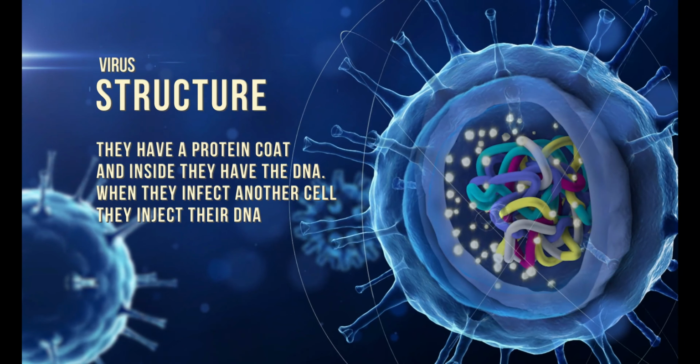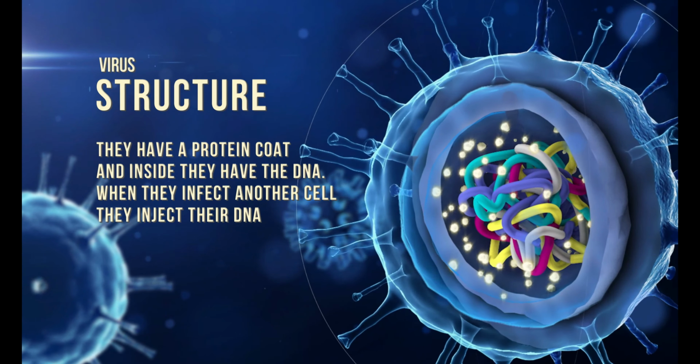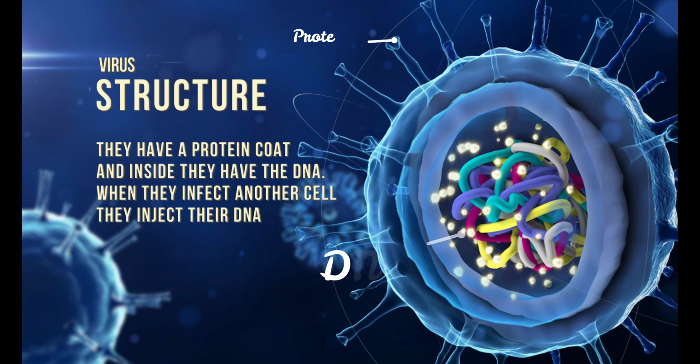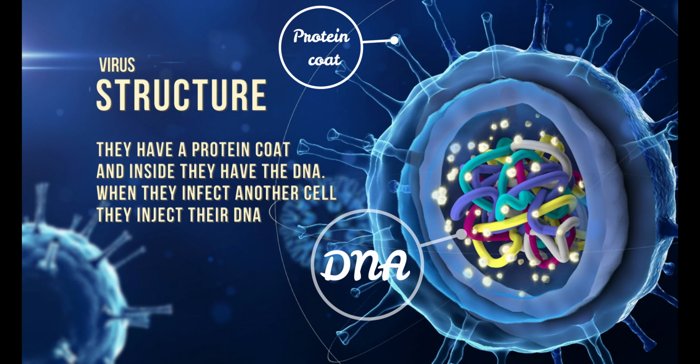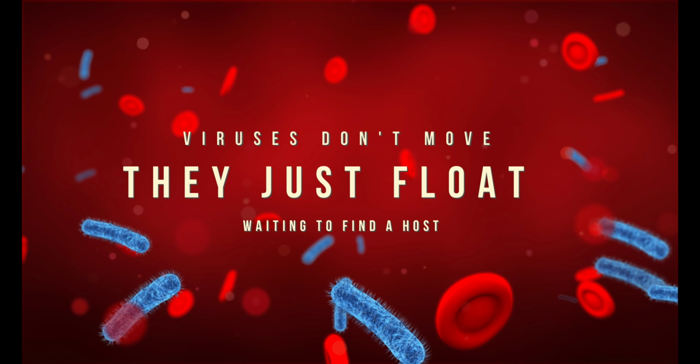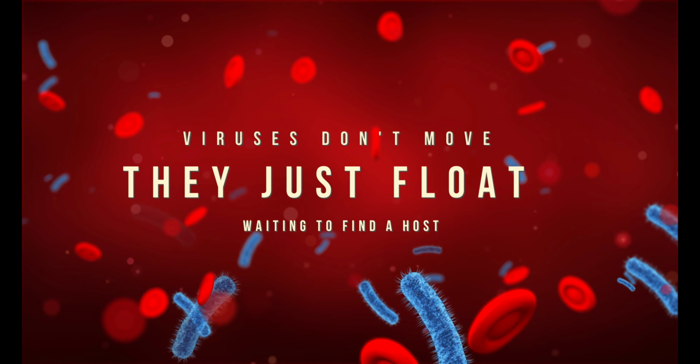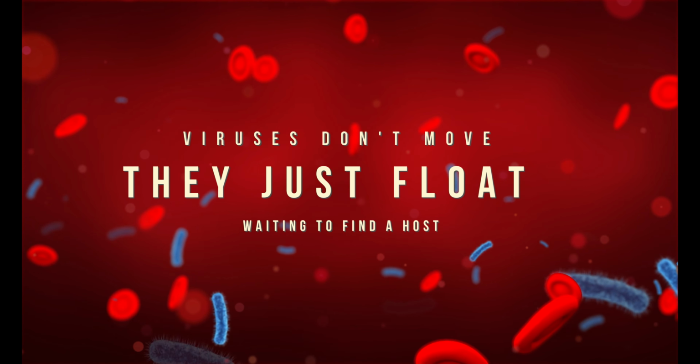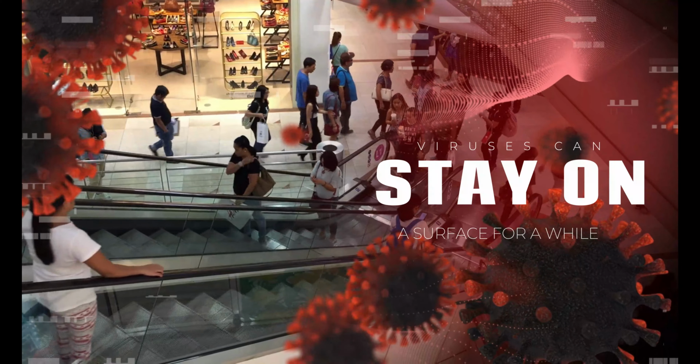This is the structure of a virus. They are apparently simple. However, viruses have a protein code. Inside the virus, there is the DNA or genetic material. When they infect another cell, they inject their DNA. Viruses cannot move. They just float around waiting to find a host. Viruses can also live on other surfaces, so people can pick them up very easily.